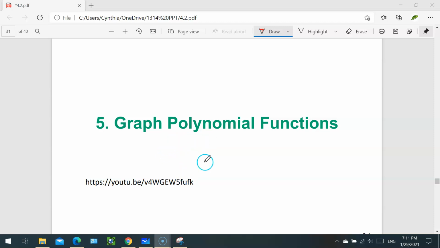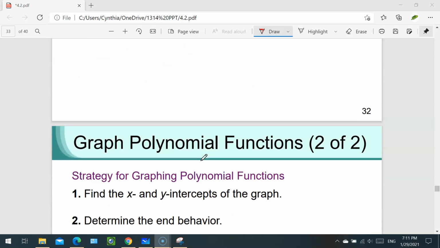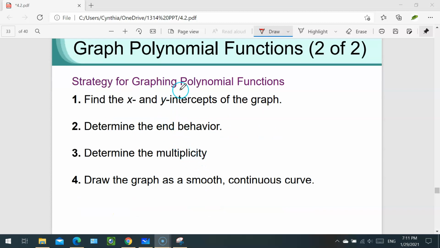Graph the polynomial function. The strategy for graphing the polynomial function: we find the x and the y intercepts of the graph, determine the end behavior, determine the multiplicity, and then draw a graph as a smooth, continuous curve.